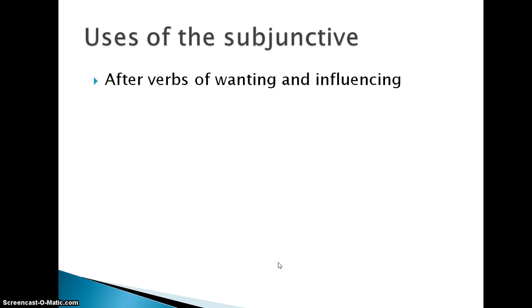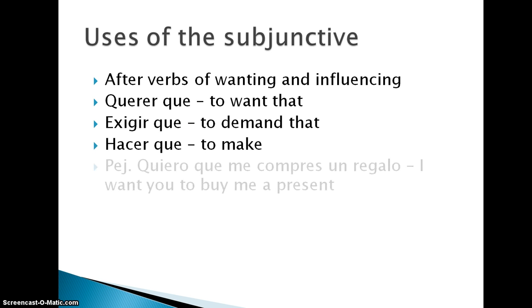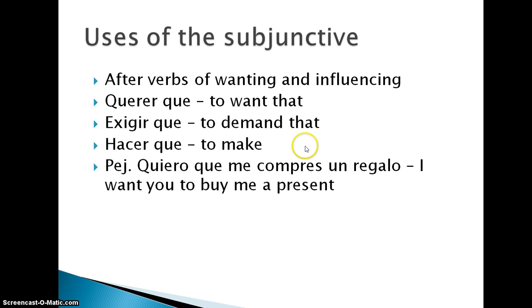Okay, so we could have after verbs of wanting and influencing. So like querer que, again I put the infinitive here. If it's the same subject, same as before, we just take the que out and put the infinitive. So it's only when there's a change of subject, I want her to play tennis, or I want her to visit the cathedral, or visit me. Exigir que, to demand that. Hacer que. So an example, quiero que me compres un regalo, I want you to buy me a present.